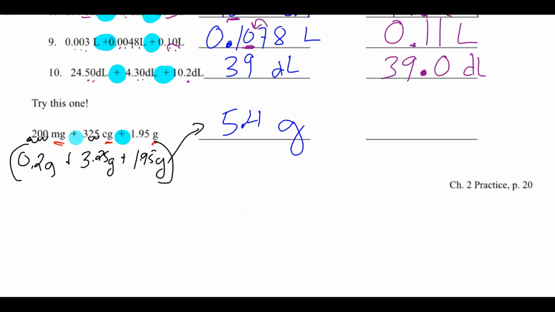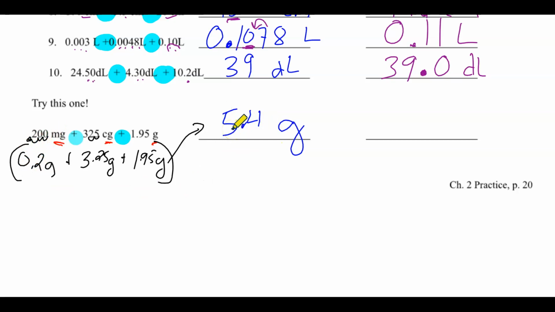Okay, now we've got the last challenge problem. My hint was that you have to make sure they're all in the same units. You can't add apples and oranges. So I chose to put all these in terms of grams. You could have put them all in centigrams or milligrams or anything else you wanted as long as they were the same. So there's my grams. Centigrams move 2 to the left. Milligrams move 3 to the left. Add them all up, we get 5.4.